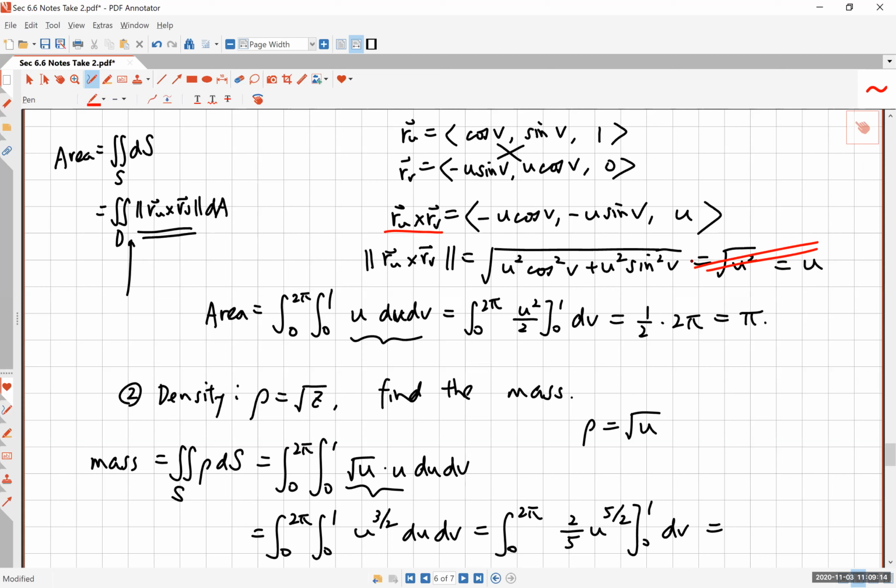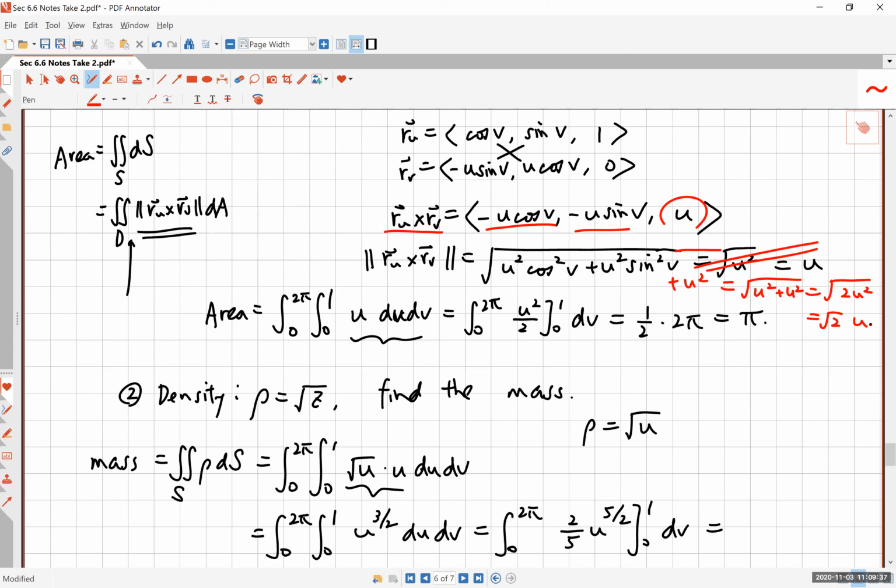This is not correct. Why is it not correct? Well, because I forgot, I did this square plus this square. I forgot there's another one. So this will be plus u square here, right? So the first two will add up to u square, and you have another u square. So this is the square root of 2u square. And so this is the square root of 2 times u.